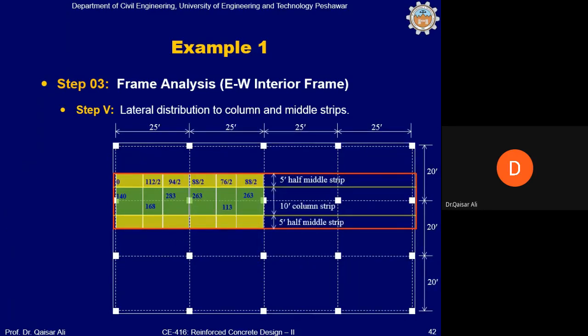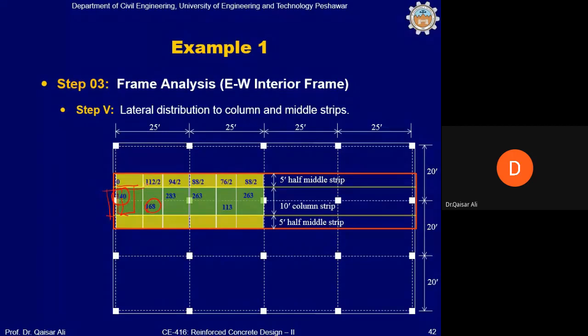Further, this 140 is the negative bending moment in the whole strip, where the strip width is 10 feet. So this 140 will be divided by 10 in order to obtain per unit width bending moments. Similarly, 168 will be divided by 10.